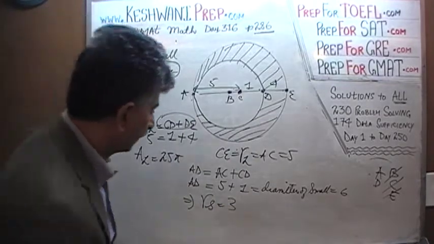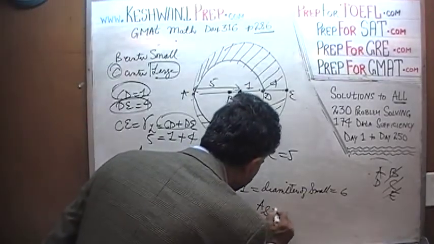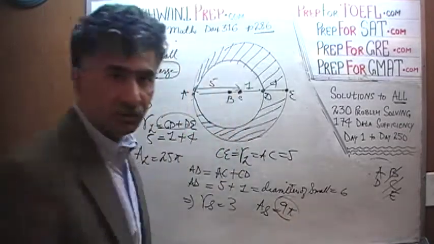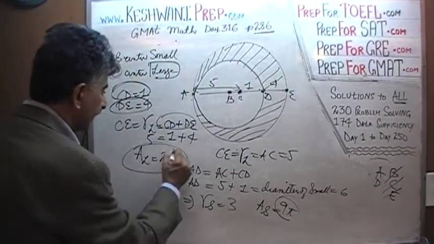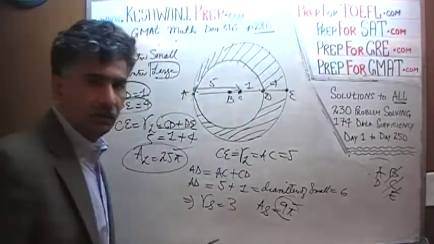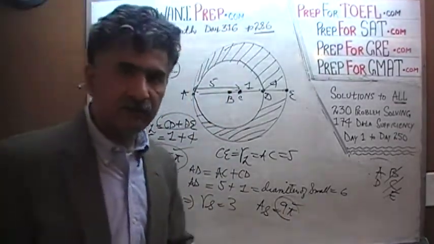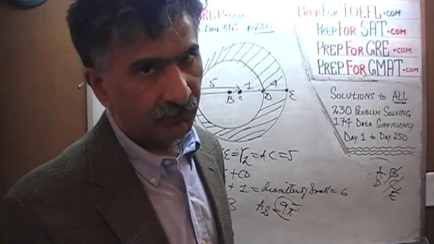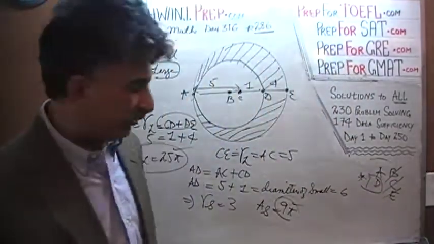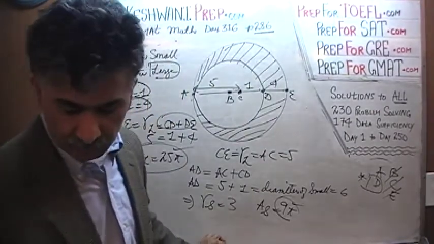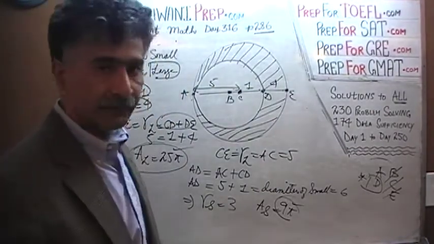Since the radius of the small circle is 3, the area of the small circle is 9 pi, and therefore the shaded region they're looking for is 25 pi, the area of the large circle, minus the area of the small circle, same as before. It turns out that the second statement also does the job quite beautifully. Although it wasn't quite as straightforward to see right away, it is there.